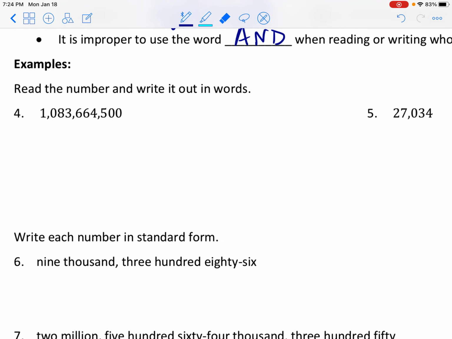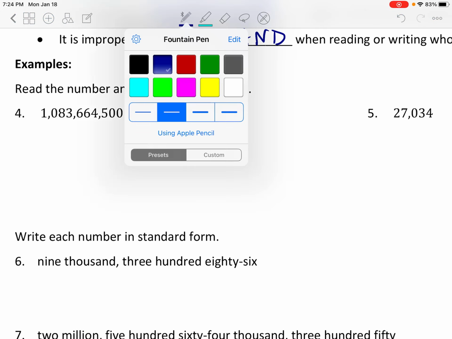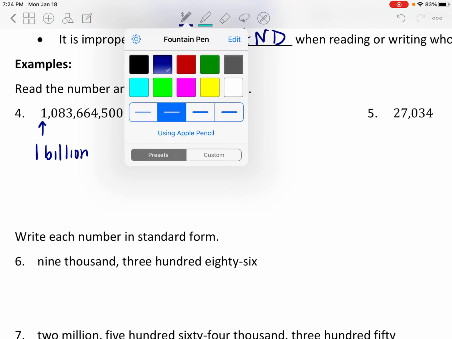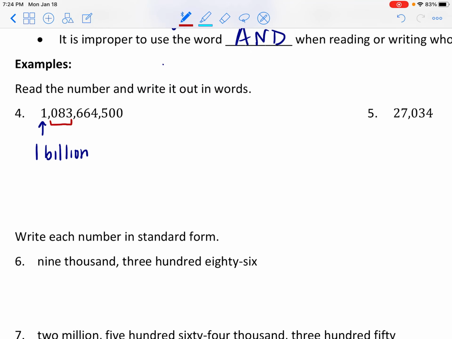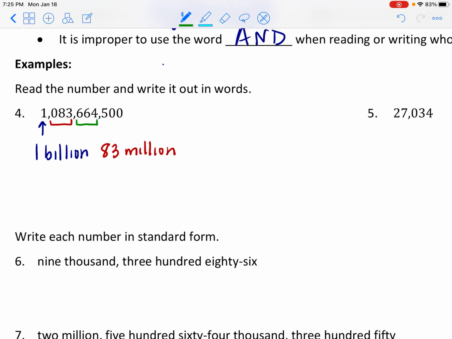So we're going to try to read these numbers. We put the number and then the period. So for example, in this number here, this is a 1 in the billions period, so we would say 1 billion. And then here we have 83, and that's in the millions period, so we would say 83 million. And then we have 664, and that is in the thousands period, so 664,000.